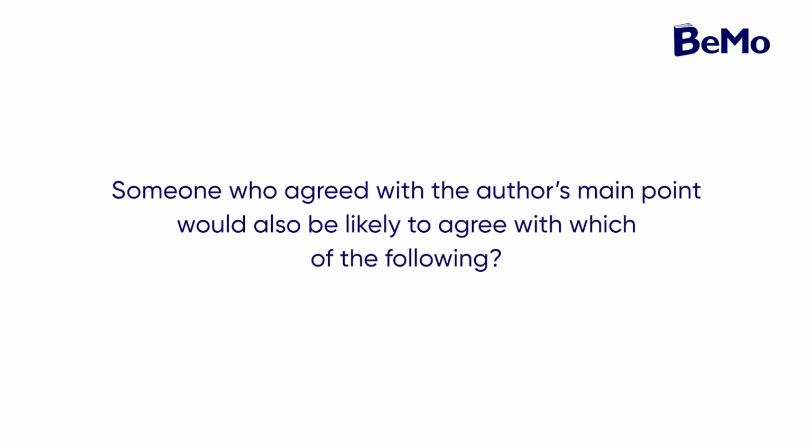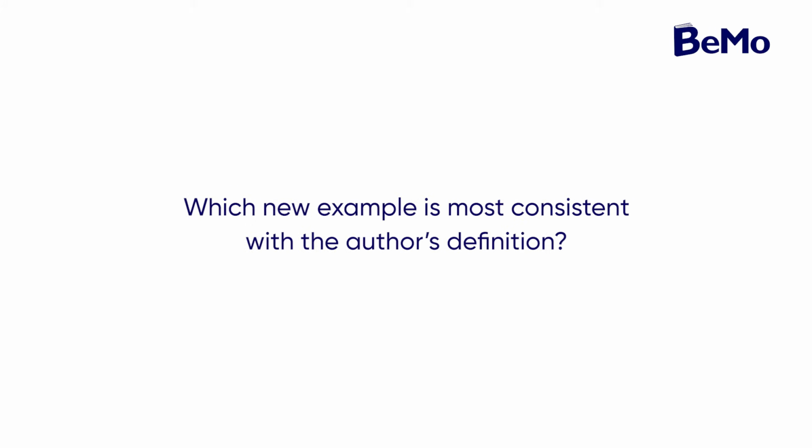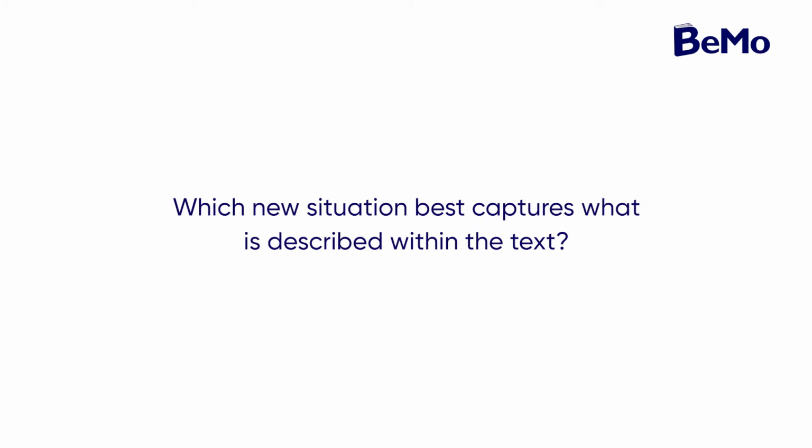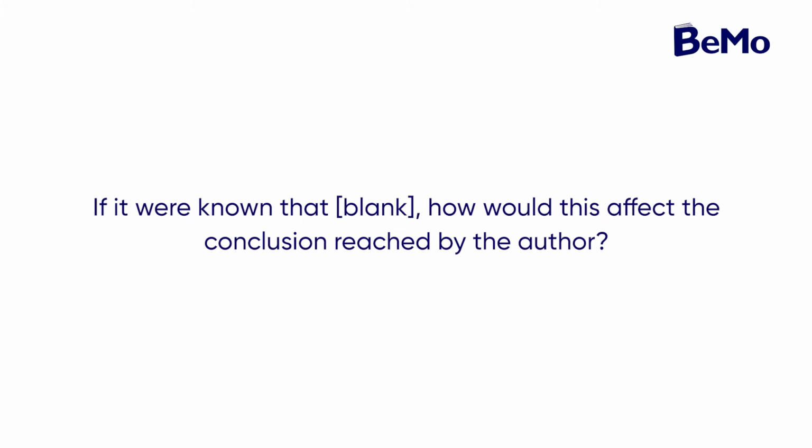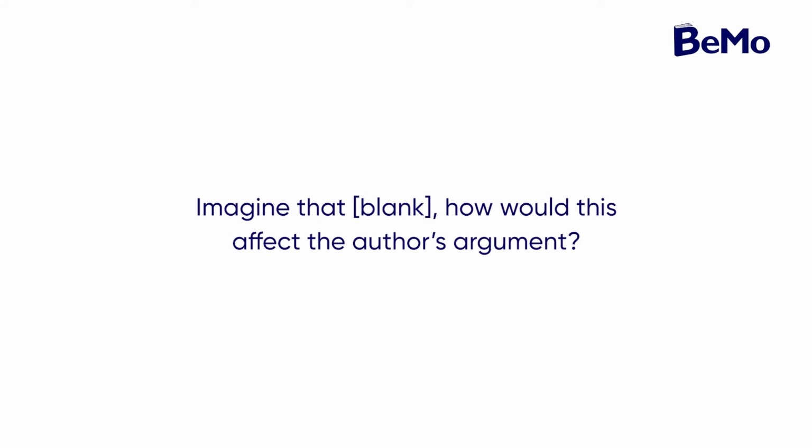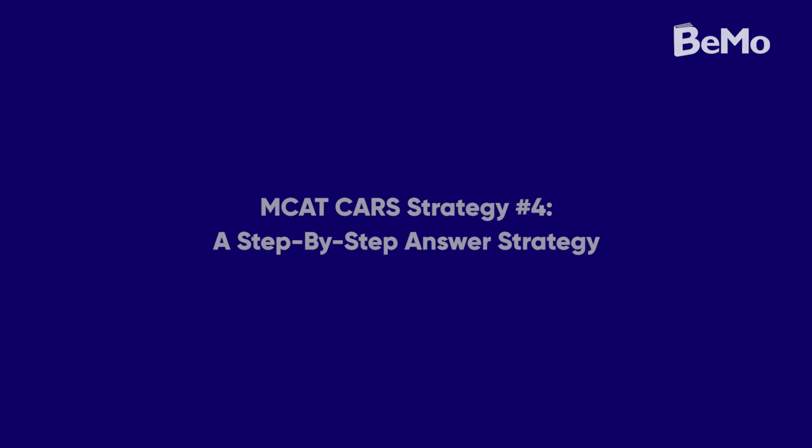Here are some examples of reasoning outside of the text questions. Someone who agreed with the author's main point would also be likely to agree with which of the following? Which new example is most consistent with the author's definition? Which new situation best describes what is described within the text? If it were known that blank, how would this affect the conclusion reached by the author? Imagine that blank, how would this affect the author's argument?